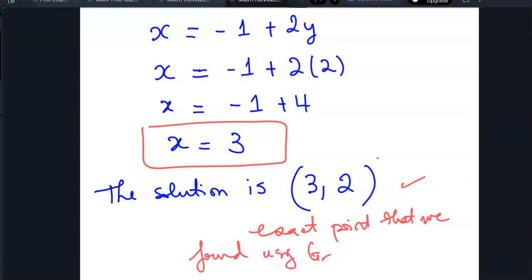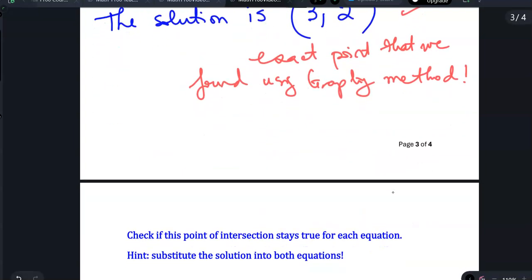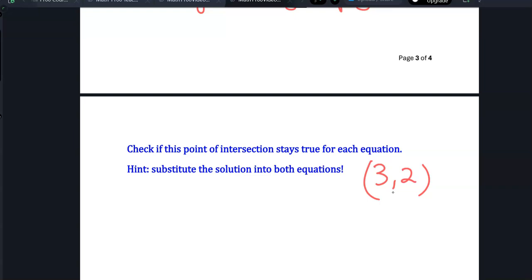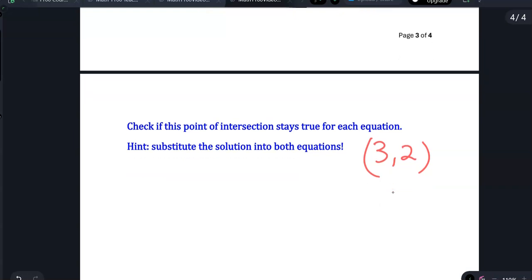Using graphing method. Remember that we mentioned that if this point is the point of intersection, that means it stays true for both equations. So what do I mean by that? That means you are going to use the point (3, 2) and substitute into both equations to make sure that the solution is true. Okay, so we are going to check.